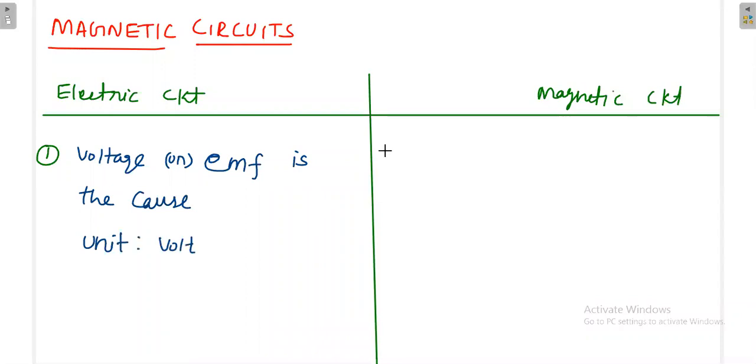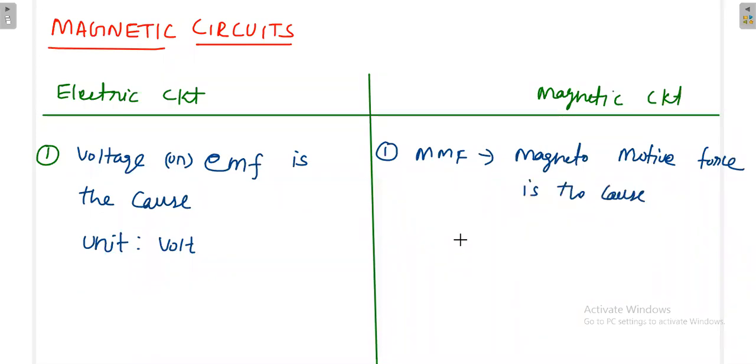Then what is the source of the magnetic field? The source of the magnetic field is magnetomotive force. Here we have EMF, and here we'll call it MMF. MMF means magnetomotive force. Force is the cause. And then what is MMF?